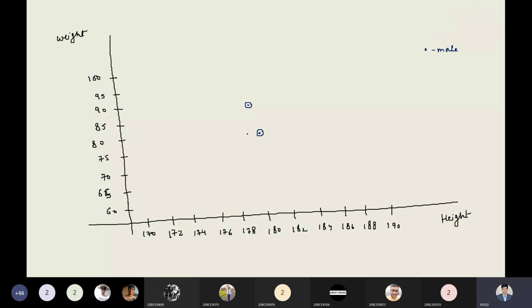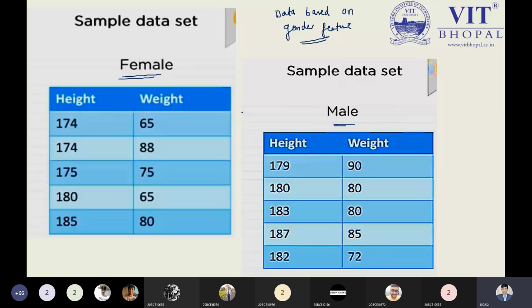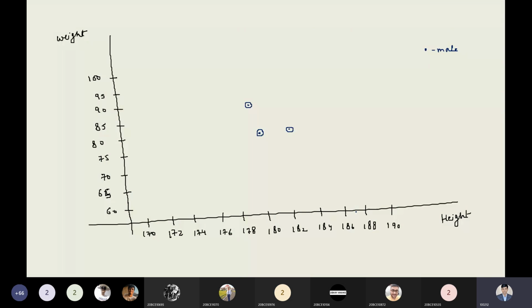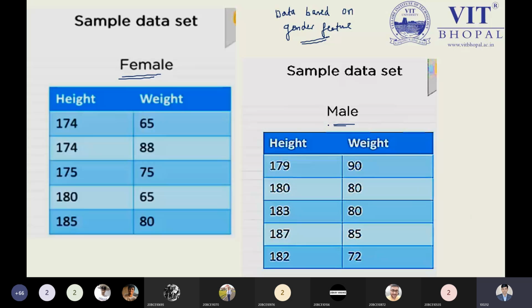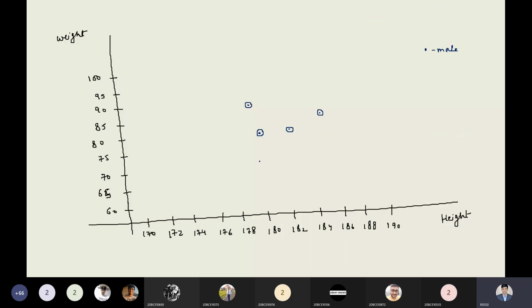Next, I'm coming back to 183 and 80. So 183 and 80. It could be like here. This could be like over here. And next we have 187, 85. 187 and 85. So 85 may come around here like this one. I'm not putting the exact position, but I'm just assuming. And next one is 182 and 72, 182 and 72. So that would be around this position.